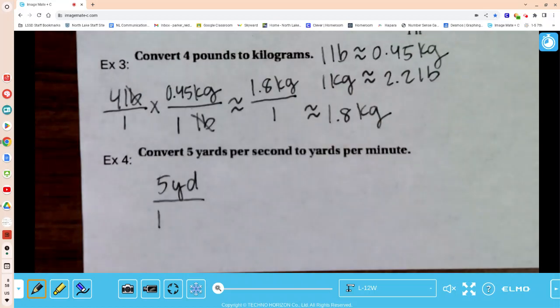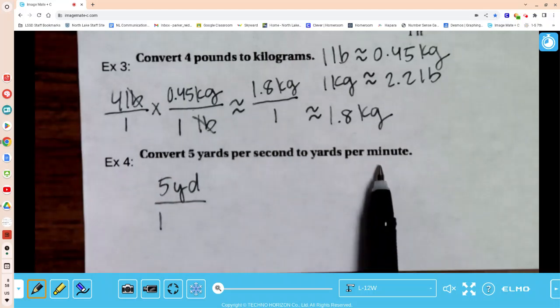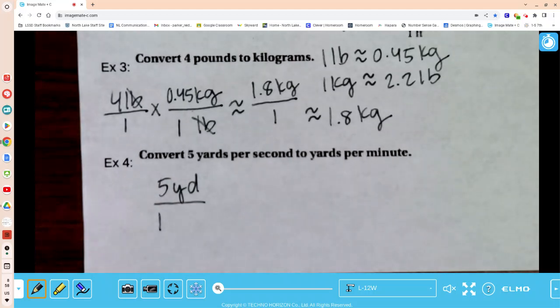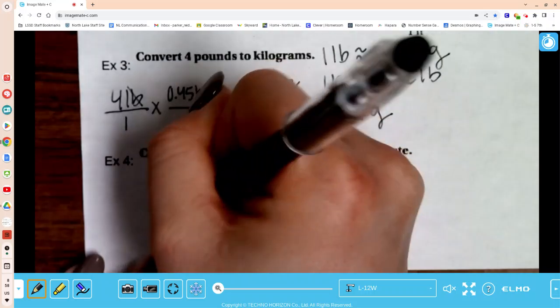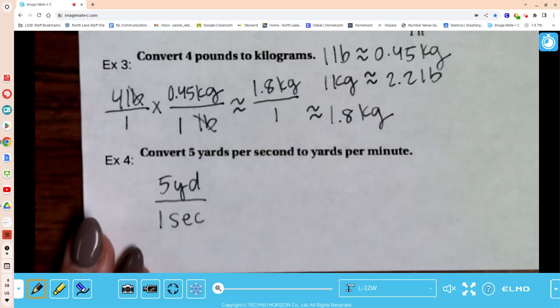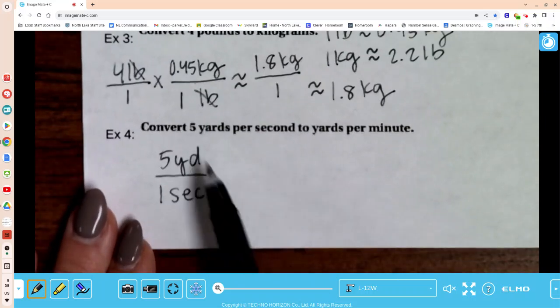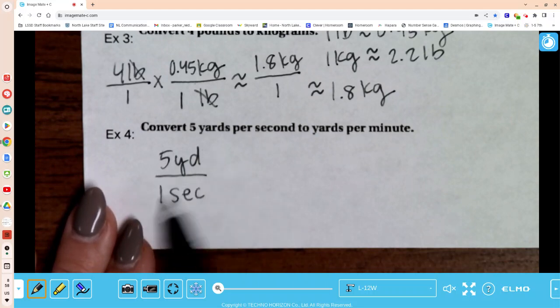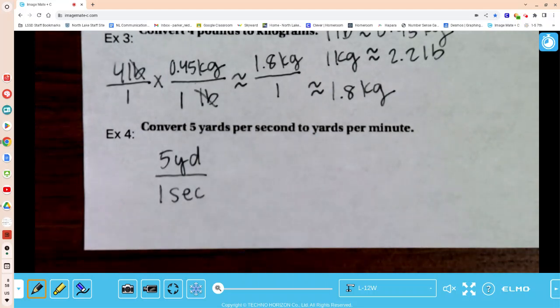Does anybody know what I'm going to label this 1 that's underneath it? 5 yards over 1 what? Not minute. That's what I want it to turn into, but it's not in yards per minute right now. Because I'm always writing down my starting amount. And so I'm starting at 5 yards in 1 second, 5 yards per second.